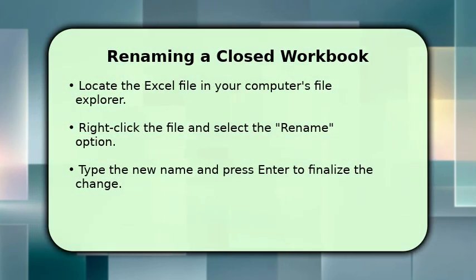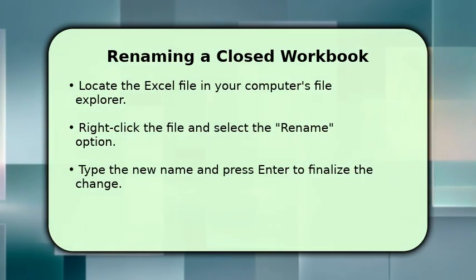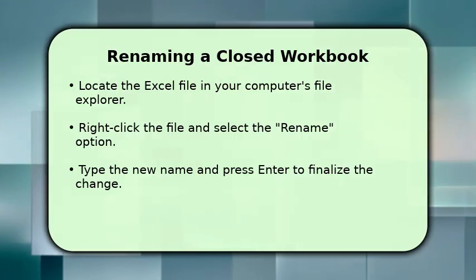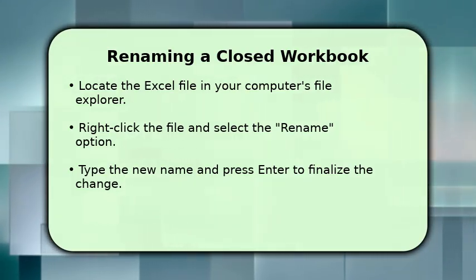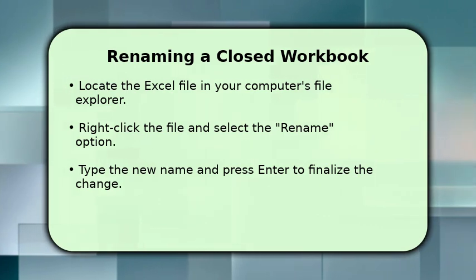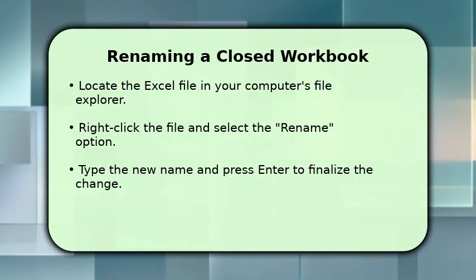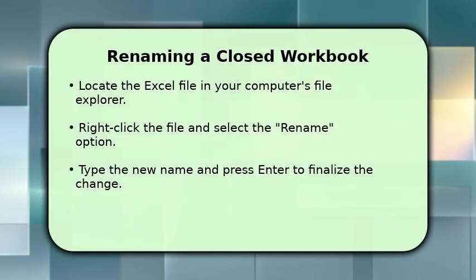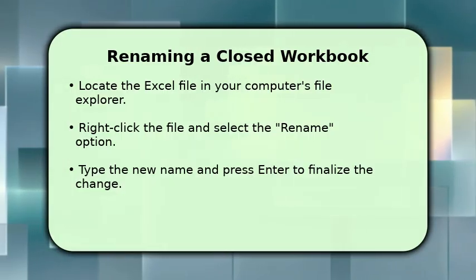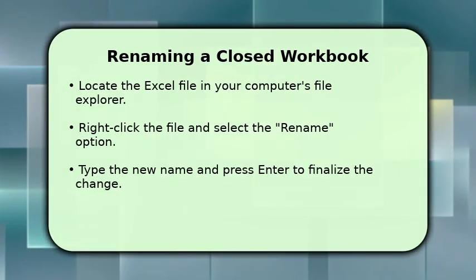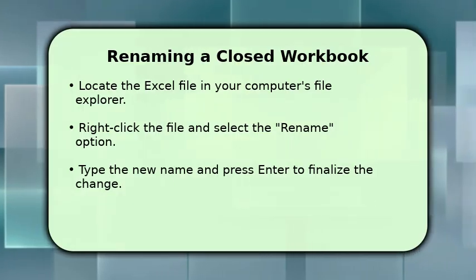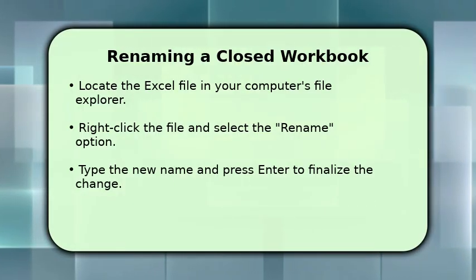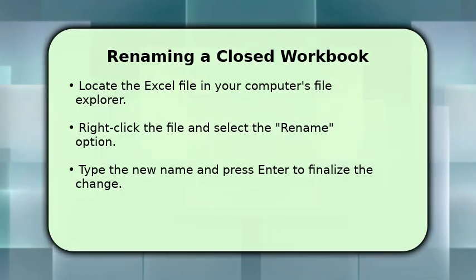Renaming a closed Excel file is even simpler. First, open your computer's File Explorer and navigate to the folder containing the Excel workbook you wish to rename. Once you've found the file, right-click on it. From the context menu that appears, select the Rename option. Type in your new desired file name, then press the Enter key to apply the change. This directly updates the file's name.